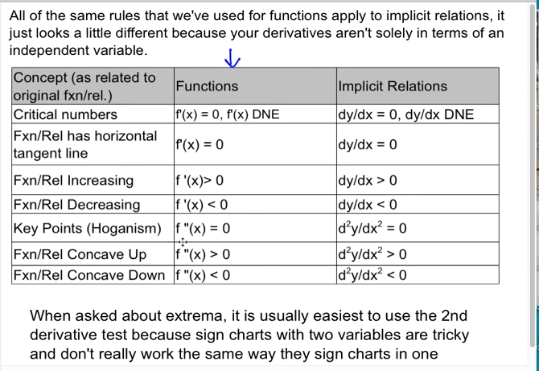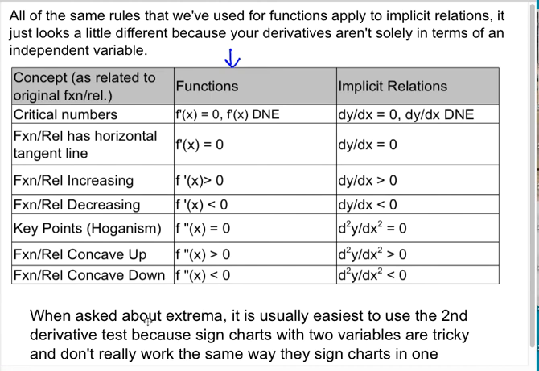We know that key points, which is a Hoganism, are when the second derivative of a function, so f double prime, is equal to 0, and that we can determine the concavity of f of x using f double prime, because if f double prime is greater than 0, like right here, then the function f is concave up, and if f double prime is less than 0, the function is concave down.